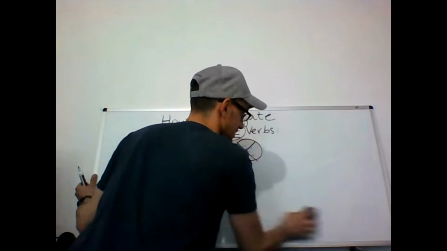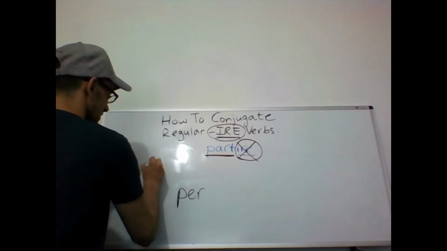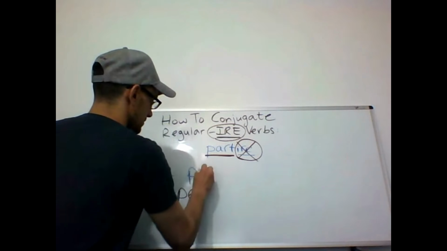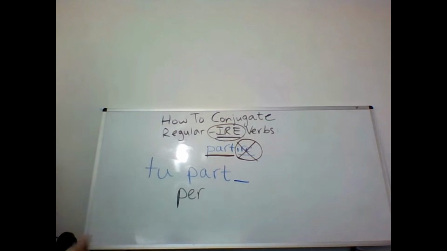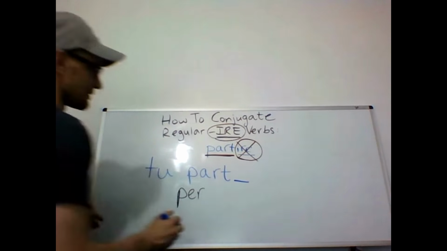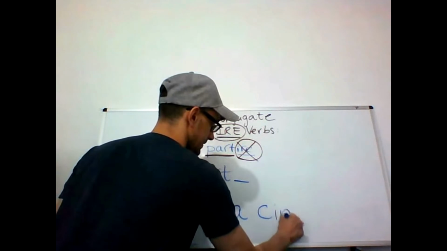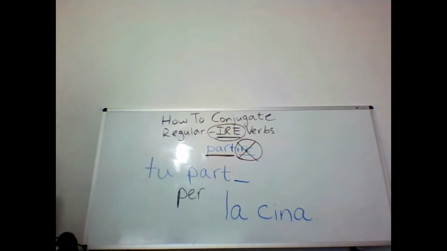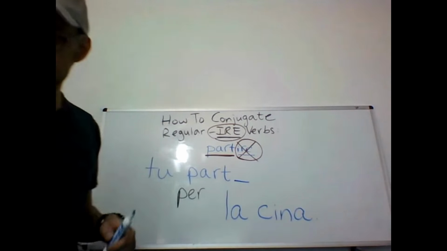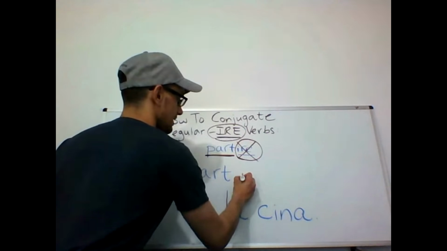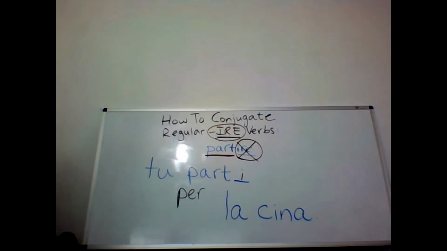Let's do another country. So we want to say you leave. So to, left with the stem, and we got to fill in the ending. To, part, per. Let's do China. La Cina. Okay. So we know that we need to go back to that table, and the ending is an I. Tu parti per la Cina. You leave for China.